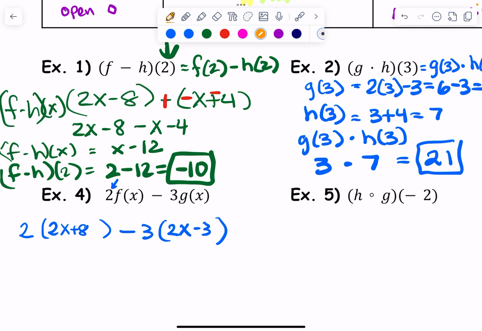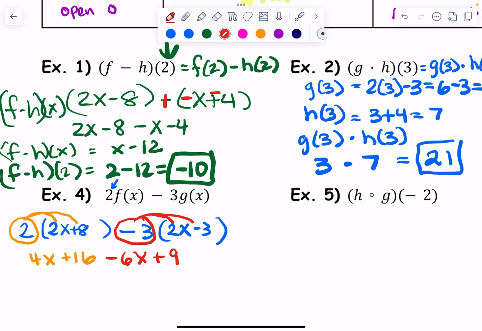Okay, so here's the deal, you guys. We're going to multiply these out first. So you're going to take a 2 and take it all the way through here to get 4x plus 16. And then you're going to be taking a negative 3 all the way through here. And you're going to get negative 6x plus 9. Okay? And now you're going to simplify this. So this is going to be negative 2x plus 25, and you're finished. So you can see how there's different parts, right?